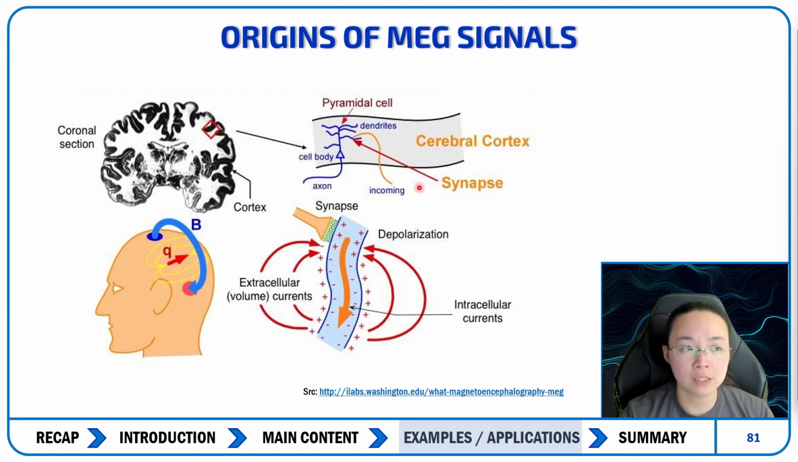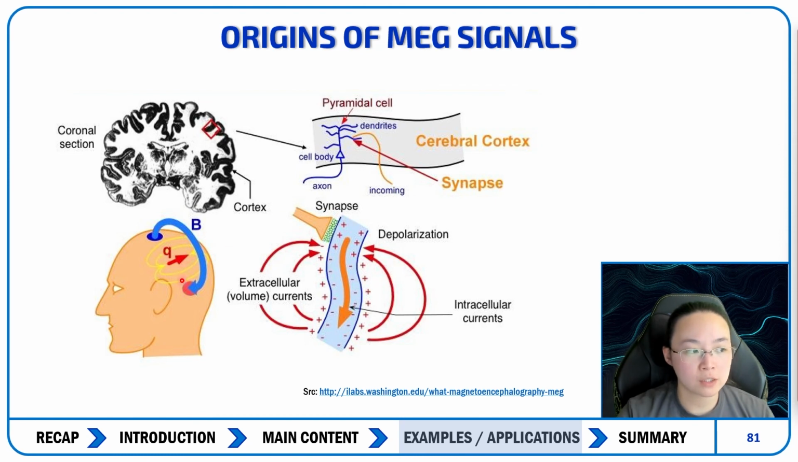So where do these origins of MEG signals come from? First, we can take a look at an axon over here, and as the current goes through, you're going to have extracellular or volume currents going around. Then we're going to take a look at this diagram over here. You have your charge moving along the axon, and that's also going to generate currents going along this way.